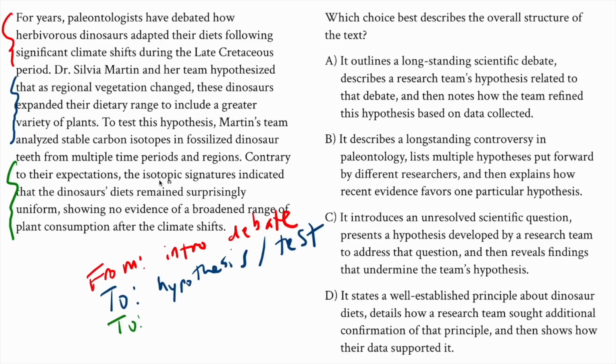Contrary to their expectations, the isotopic signatures indicated that the dinosaurs' diets remained surprisingly uniform, showing no evidence of a broadened range of plant consumption after the climate shifts. So here we can say that it explains a sort of finding that contradicts the hypothesis. Something like that.